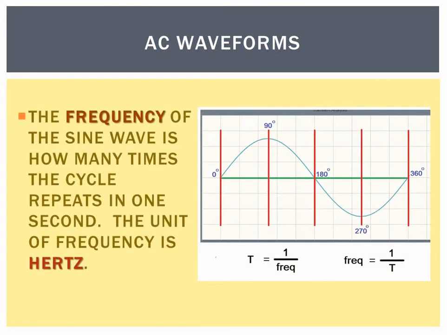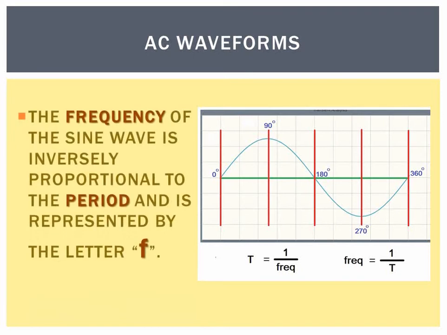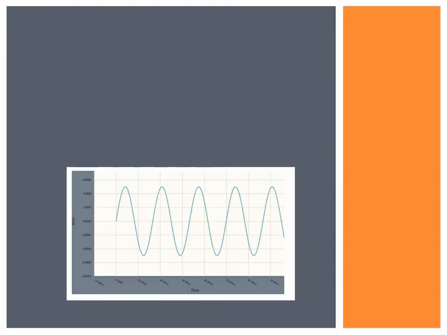The frequency of the sine wave is how many times the cycle repeats in 1 second. The unit for frequency is hertz, which is really the number of cycles per second. The frequency of the sine wave is inversely proportional to the period and is represented by the letter F.